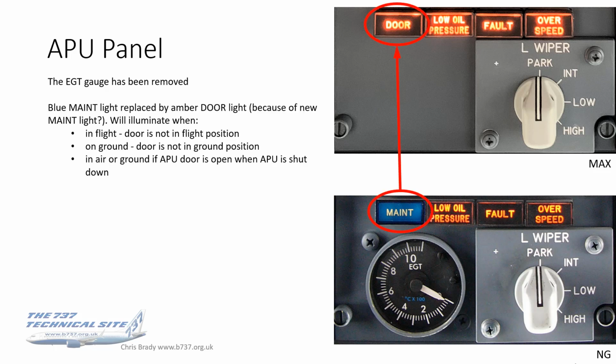The blue maintenance light of the NG has been replaced by an amber door light. Now I've got a theory for this. I don't know if this is true, but I have a theory that the reason they changed this was because they have changed, and I will come on to this later in the presentation, the PSEU light on the Max is now called maint. And you can't have two captions with the same name, because how would you record a defect of that caption or an occurrence of that caption in TechLog?